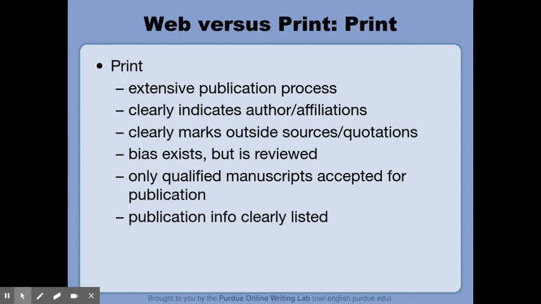For print, resources have an extensive publication process. They clearly indicate authors and affiliations. It clearly marks outside sources and quotations. Bias exists, but it is reviewed. Only qualified manuscripts are accepted for publication, and publication info is clearly listed. Because print is more time-consuming and print resources go through a publication process, they often seem like the safer option.